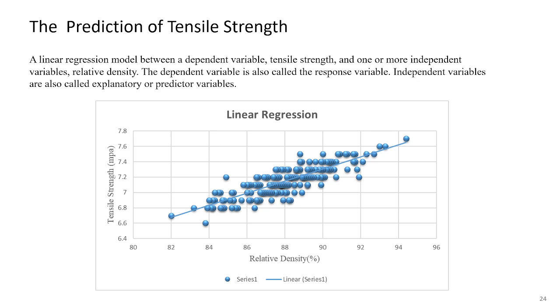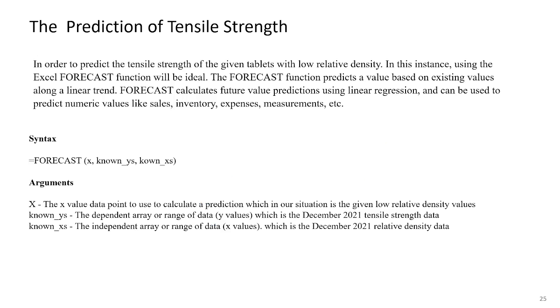Here it is a linear regression model between a dependent variable, tensile strength, and one or more independent variables, relative density. The dependent variable is also called the response variable. Independent variables are also called explanatory or predictor variables. In order to predict the tensile strength of the given tablets with low relative density, in this instance using the Excel forecast function will be ideal, as the forecast function predicts a value based on existing values along a linear trend.